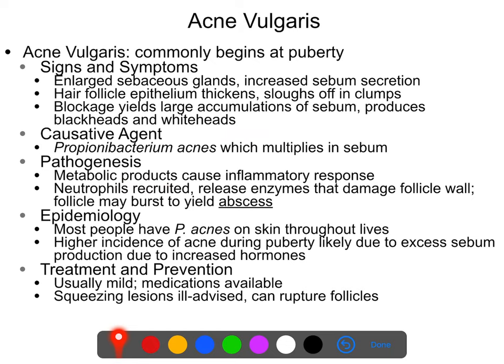The propionibacterium likes to live in oily environments, so the more oily you are, the more likely you are to get it. And during puberty, the increased hormone levels result in greater sebum production, hence puberty-associated acne.